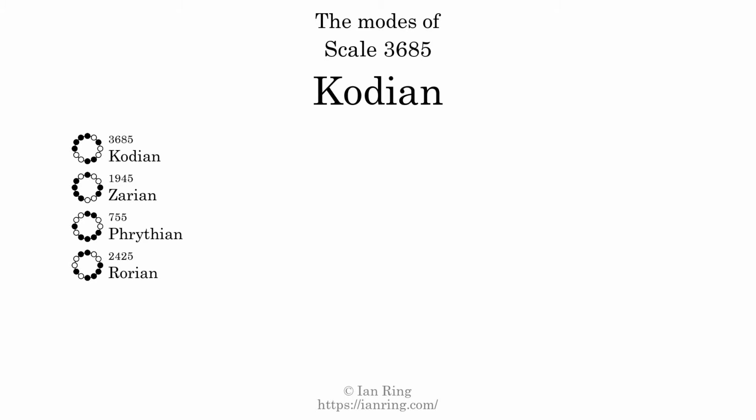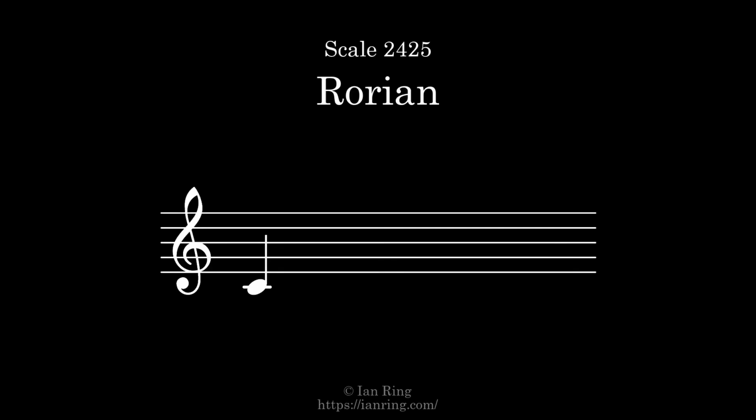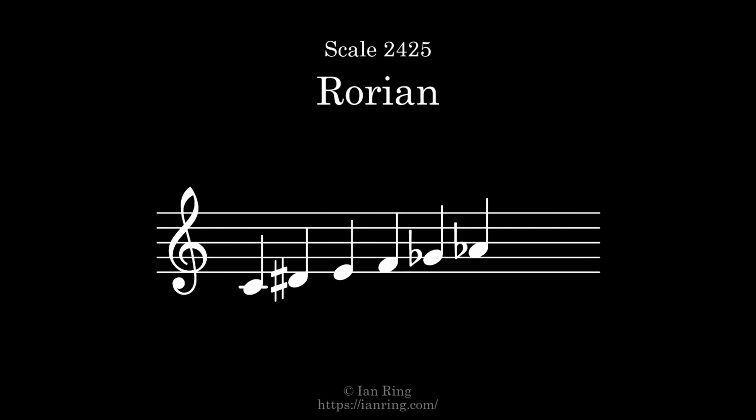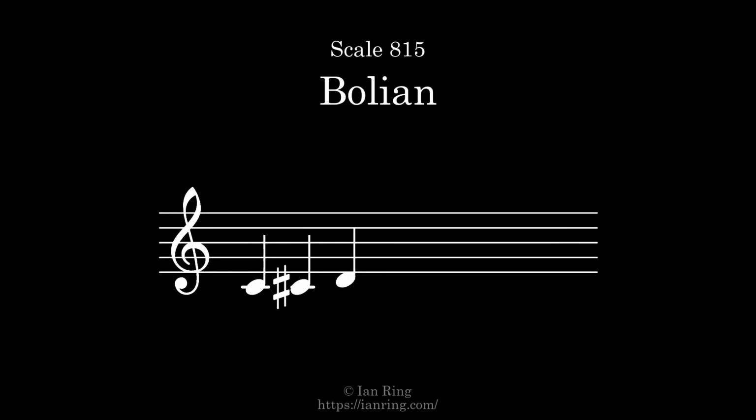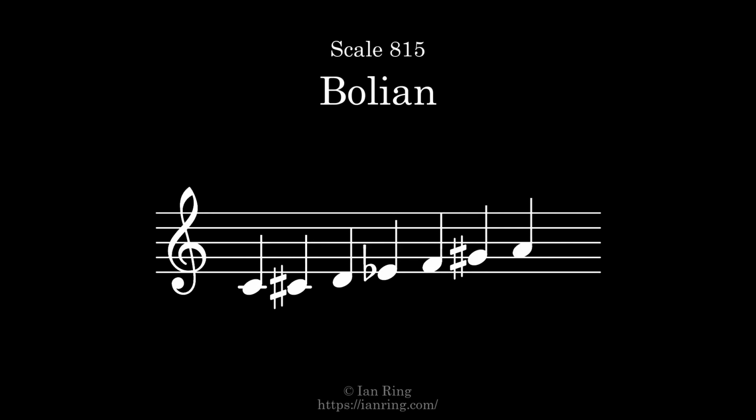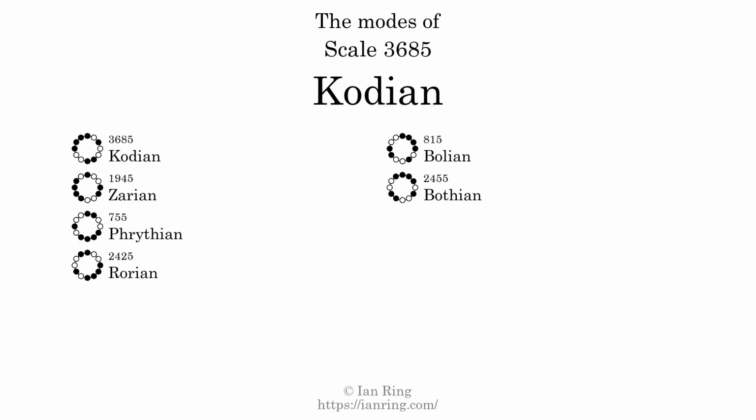The fourth mode is scale 2425, also known as Rohrian. It sounds like this. The fifth mode is scale 815, also known as Boolean. It sounds like this. The sixth mode is scale 2455, also known as Bothian. It sounds like this.